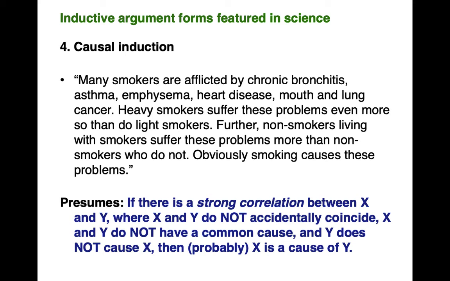What it presumes is something like the following, and every causal argument assumes this whether or not it says it. And such arguments stand or fall based on the strength of the correlation. We've talked about correlations. If there is a strong correlation between X and Y, where X and Y don't accidentally coincide, X and Y do not have a common cause, some other factor producing both of them, and Y does not cause X, it's not reversed, then probably X is a cause of Y, something which increases the likelihood of Y.